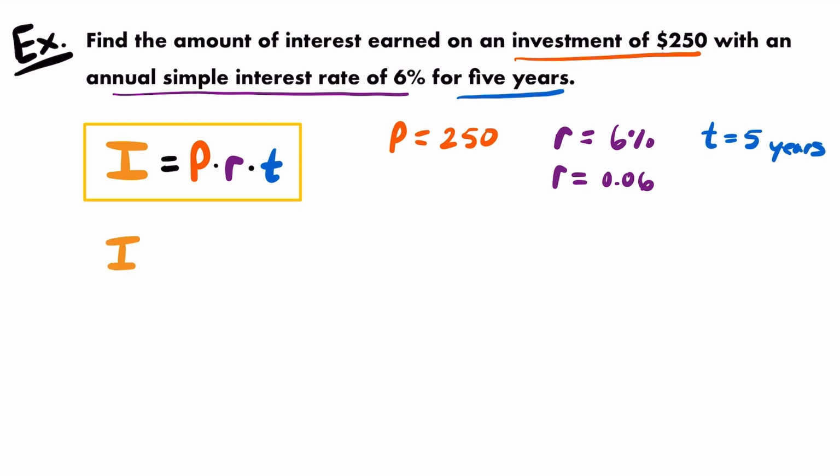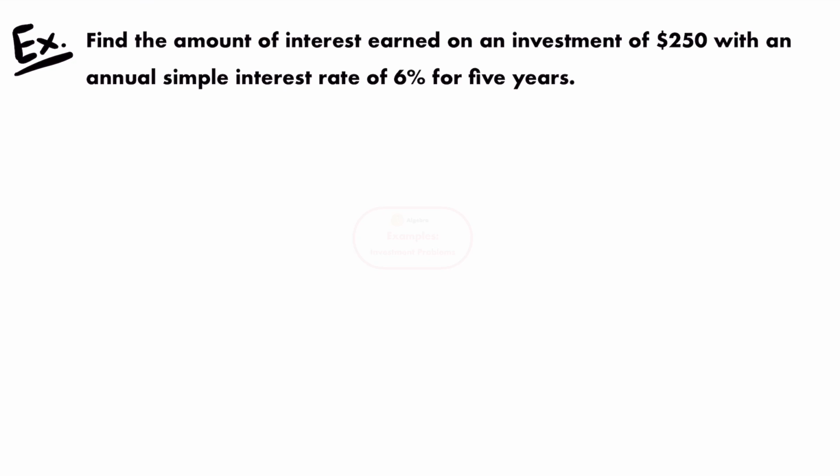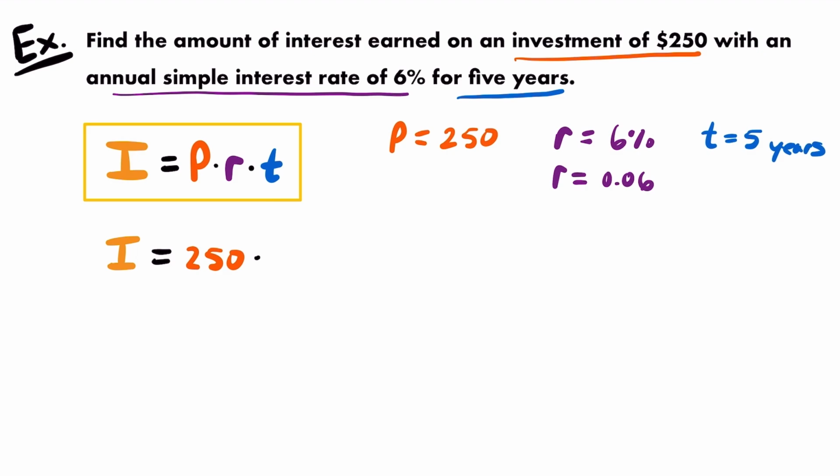Okay, so I, in this problem, will be equal to the investment, or the principal P, which is 250, so we have 250 multiplied by the simple interest rate R, which is 0.06 as a decimal, and that is multiplied by the amount of time in years, which is 5. All right, and then from there, to calculate the interest, just take 250 times 0.06 times 5, and that will give you the answer.